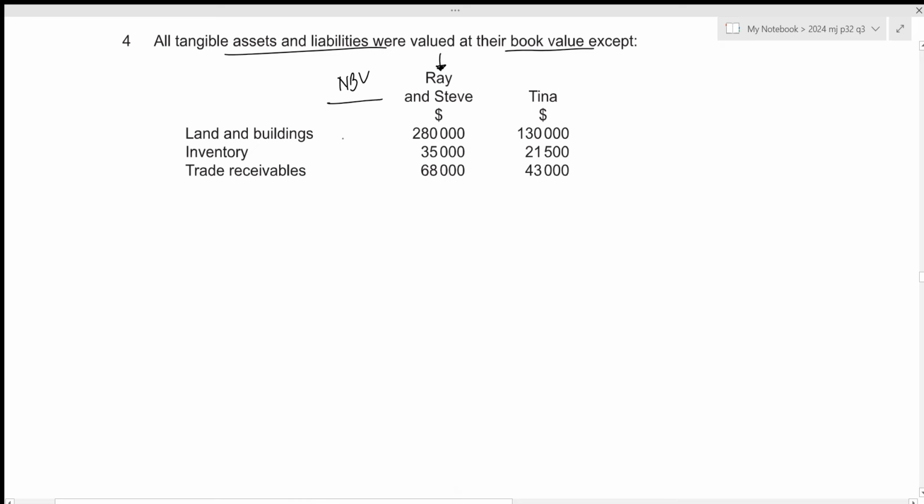So previously it was 230,000, 38,000 for inventory, and 75,000 for trade receivables. Now we can just calculate the total. The total of the net book value will be 230,000 plus 38,000 plus 75,000, which results in 343,000. And for the revalued amount, that will be 280,000 plus 35,000 plus 68,000, which results in 383,000. So we can clearly see that the value has increased after revaluation, which means that there was a profit on revaluation.